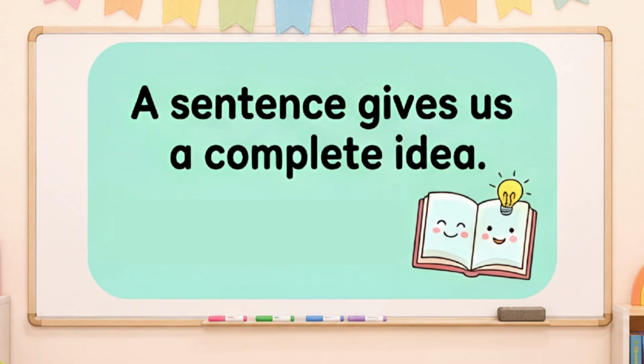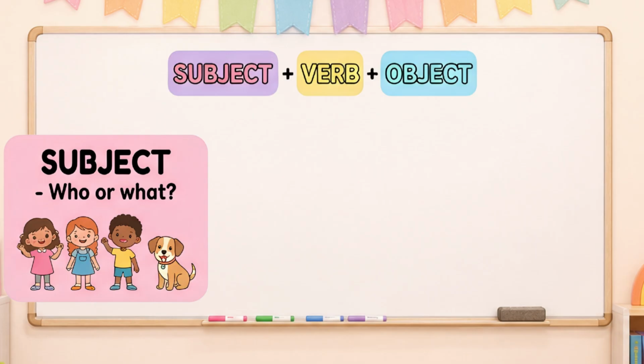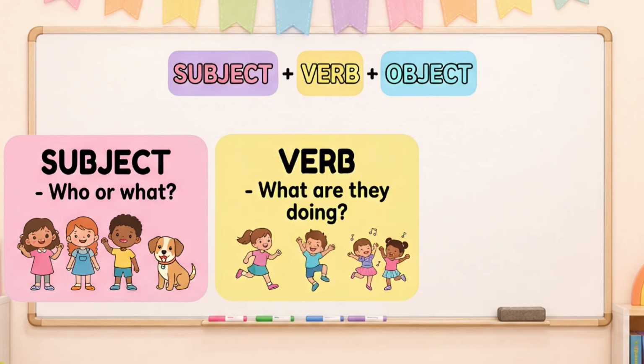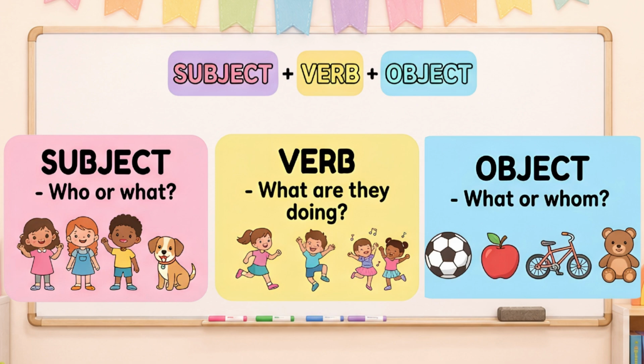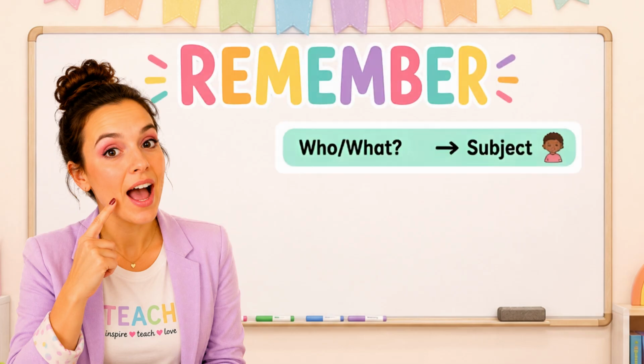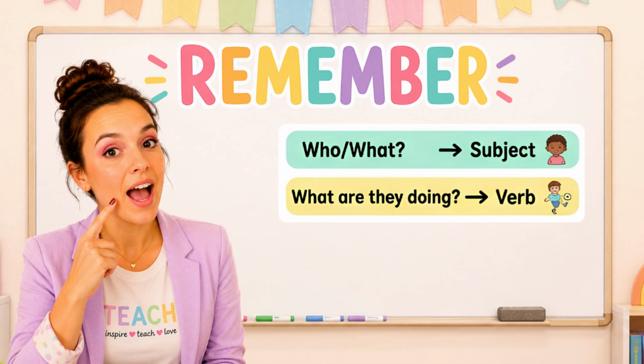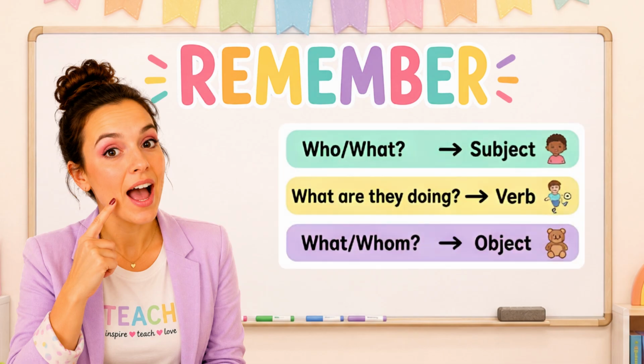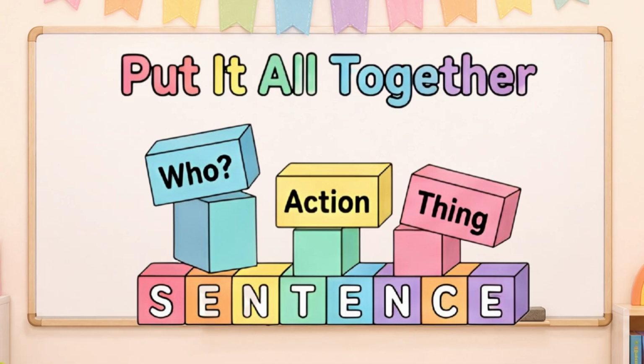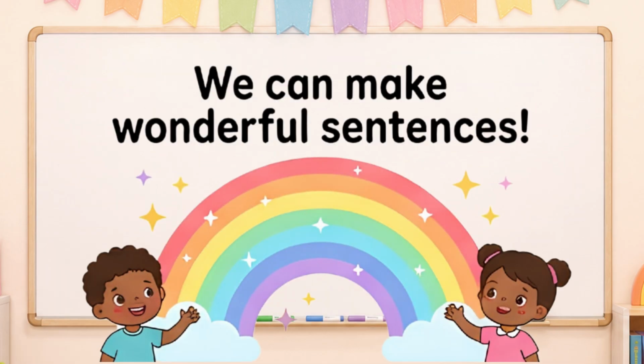A sentence gives us a complete idea. The subject tells us who or what a sentence is about. The verb tells us what something or someone does. And the object tells us what or who receives the action. Remember, subject, who or what. Verb, what are they doing? Object, what or who. And when we put them together, we can make wonderful sentences.